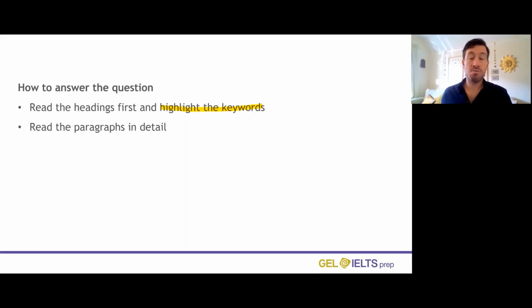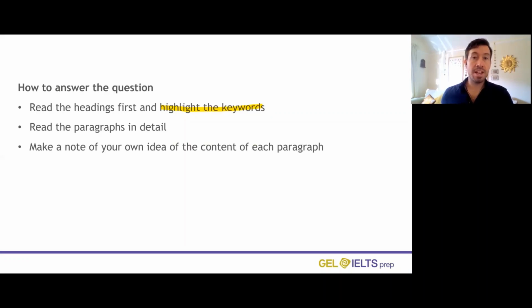When you've done that, you need to read the paragraphs in detail. We looked at this in class 1. So you're reading the first 2 sentences of each paragraph, the last sentence, and then you're quickly skimming some of the most important words in the middle of the paragraph. So you read the paragraphs in detail. And it's a good idea when you've read each paragraph that you quickly make a note of what you think the main idea of that paragraph is. This will then help you to match it later to the headings. So as I say, it's good to think, what do you think is the main idea in that paragraph?